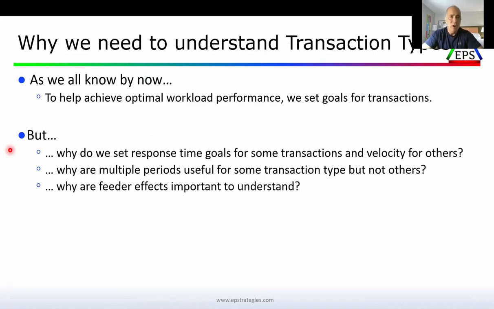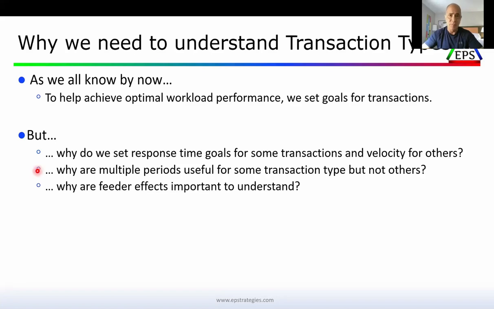Okay, but we all know that to achieve optimal performance, we need to set the proper goals. And what we want to understand is, why do we sometimes set response time goals and other times set velocity goals? Or for some workloads, we can set either response time or velocity goals.